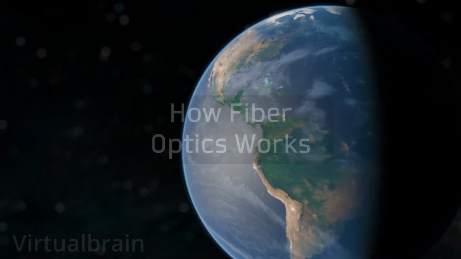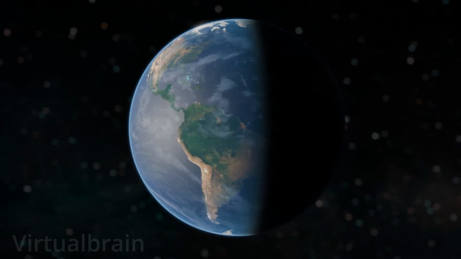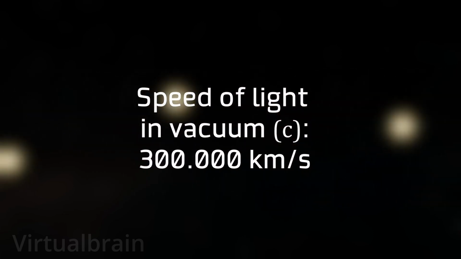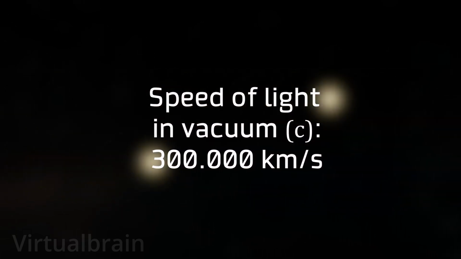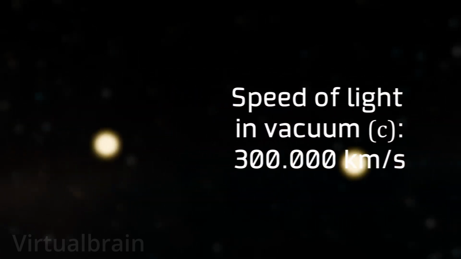To understand how fiber optics work, we first need to review some basic optics concepts. You have probably heard that the speed of light in a vacuum is approximately 300,000 kilometers per second. Every time this fact is mentioned, it is clarified that it is in a vacuum because light travels at other speeds when it passes through other media, such as air, water, or glass.